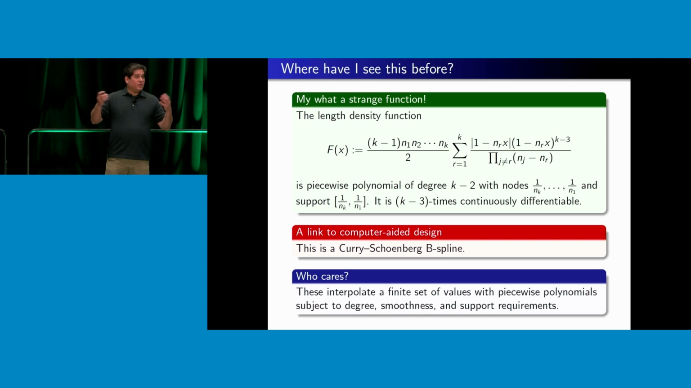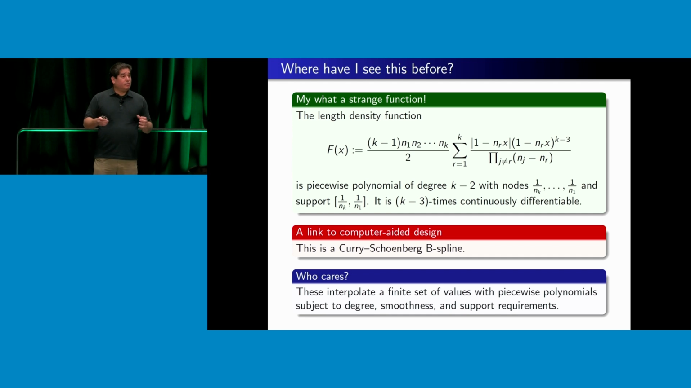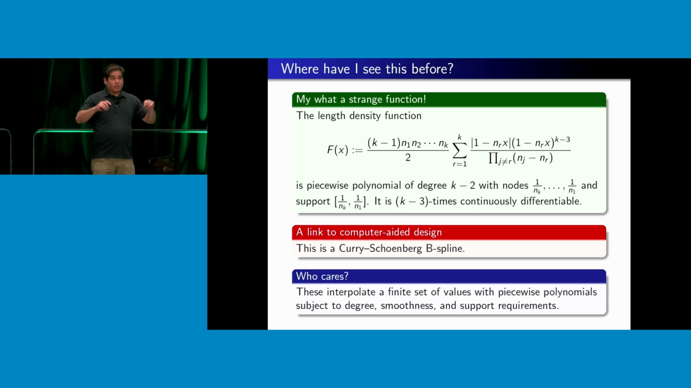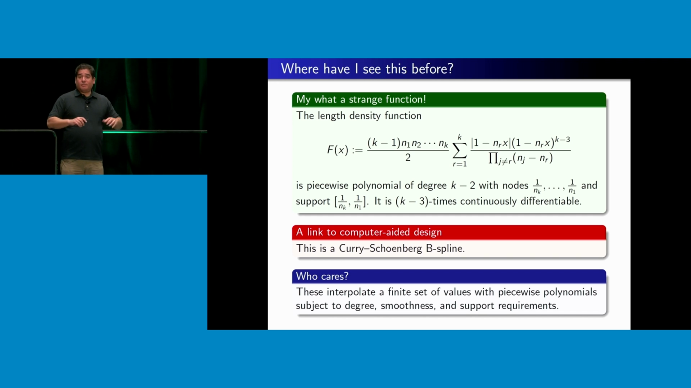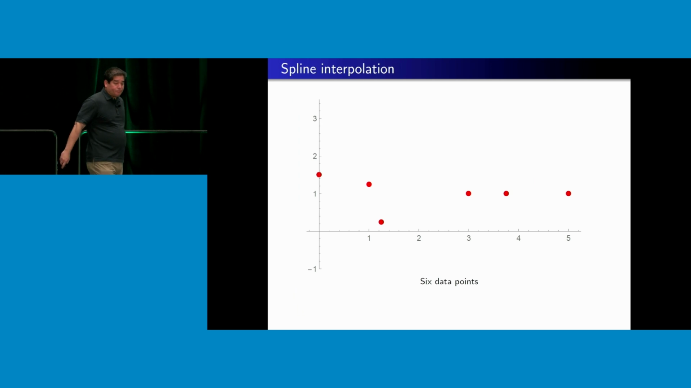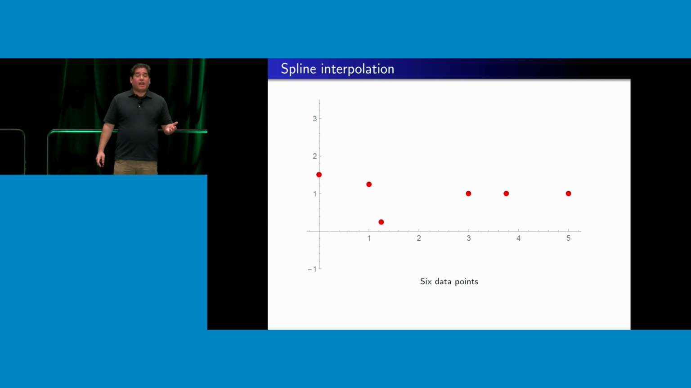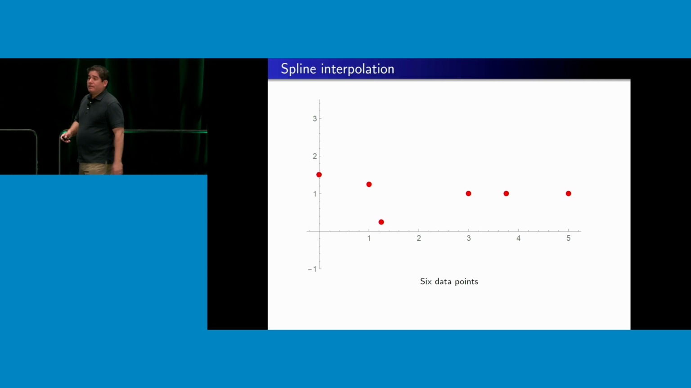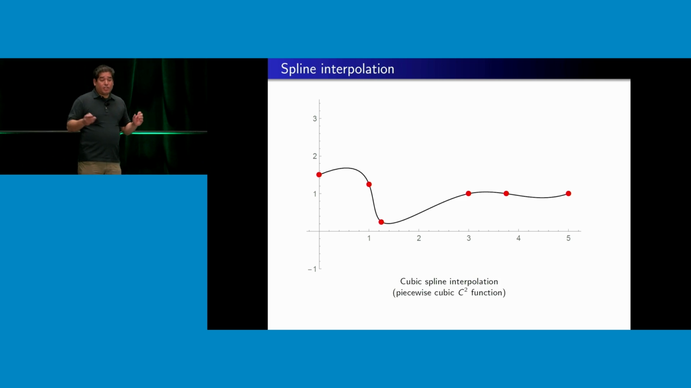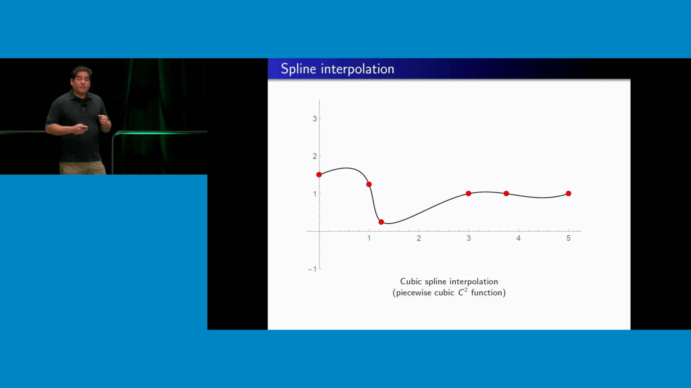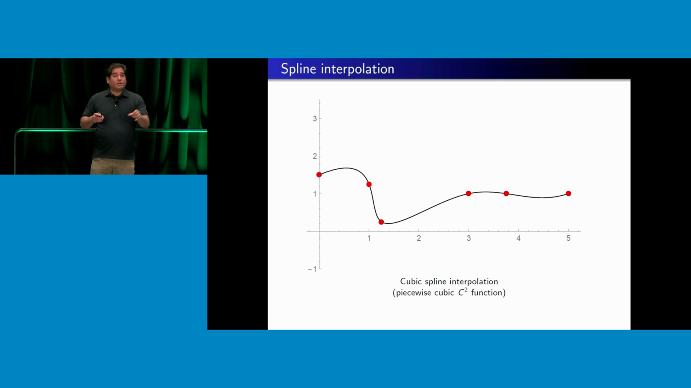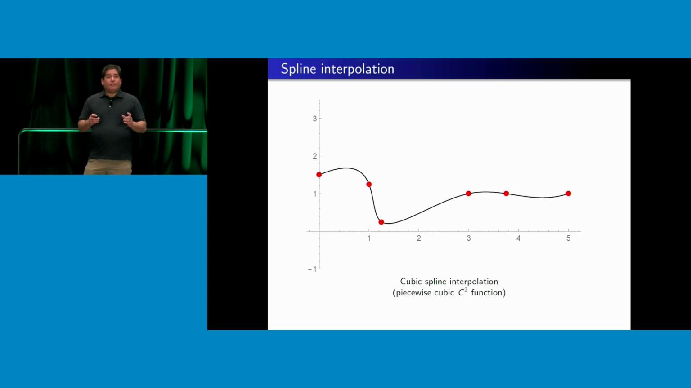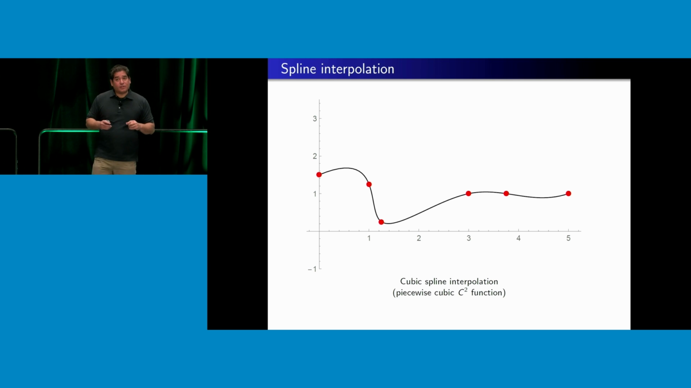And so, what are splines? Who cares? Well, they allow you to solve a lot of really interesting interpolation problems. You can interpolate a finite set of values with piecewise polynomial functions, subject to a whole bunch of constraints that you might want to impose. So I'll give you a picture which indicates why you might want to do this. Let's say I have 6 data points, and I want to connect them with a smooth curve. So one way of doing this would be with so-called cubic spline interpolation. This means I'm going to interpolate this data with a piecewise cubic function. So I'm cubic on each interval between the nodes. And they're glued together in such a way that the resulting function is C2.